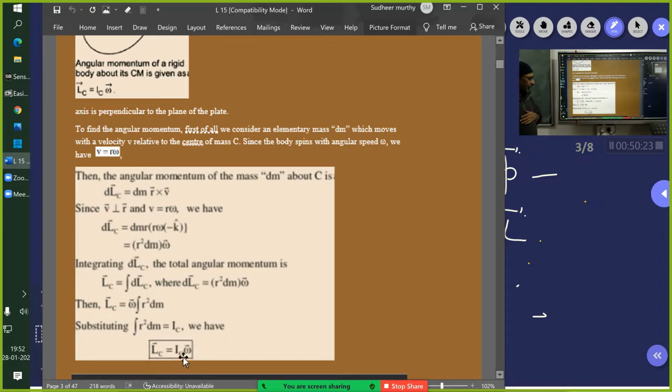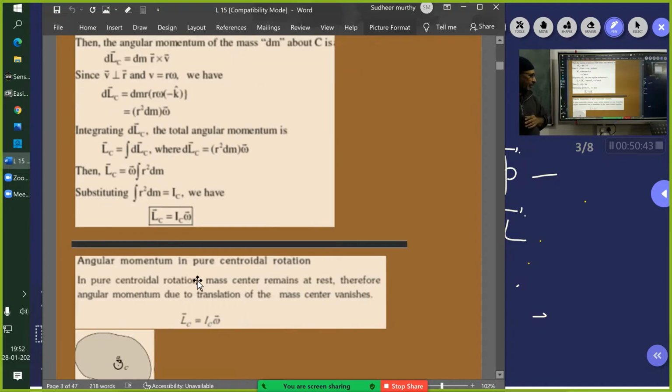with this new notation, start getting used to it because it is going to play a very, very important role. LC bar, that means about the centroidal axis, will simply be equal to IC into omega bar, the moment of inertia about the centroidal axis into omega bar. That's it. It's the extension of the particle. I have already explained some things about it, so it should not be difficult for you, and therefore I am just going with the flow.